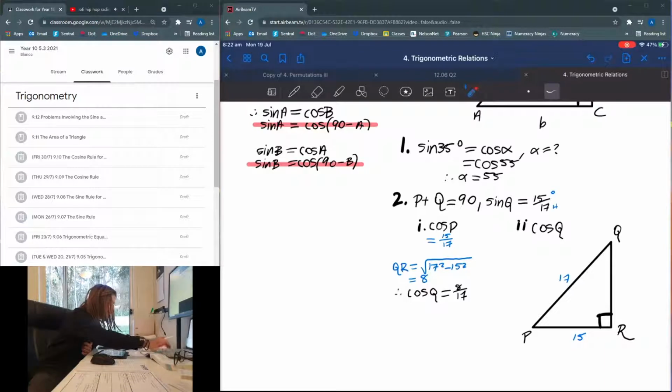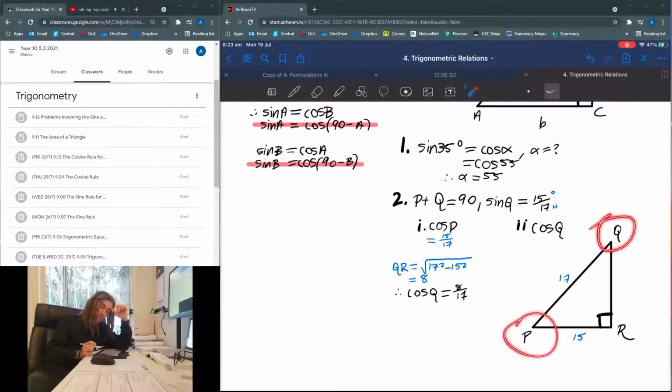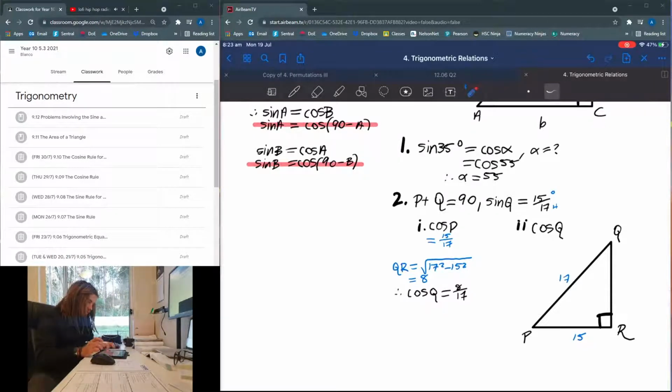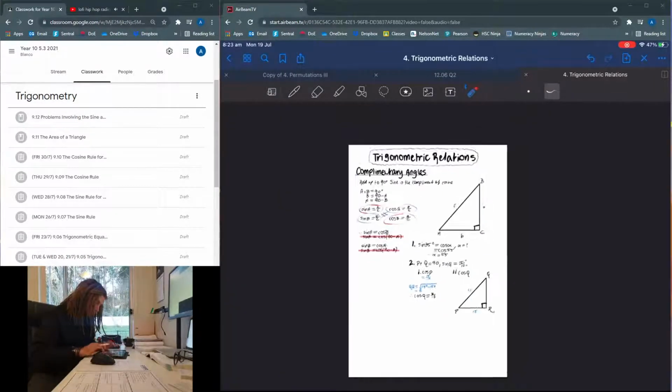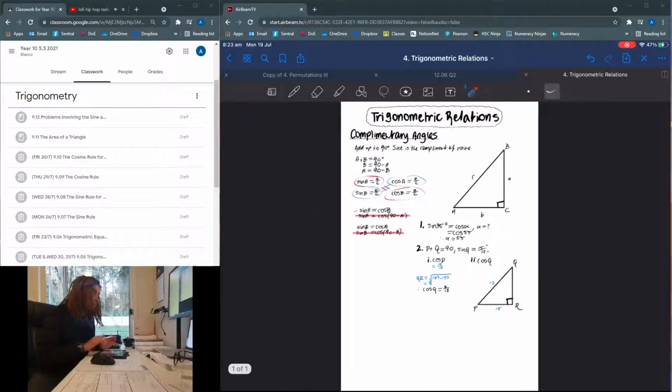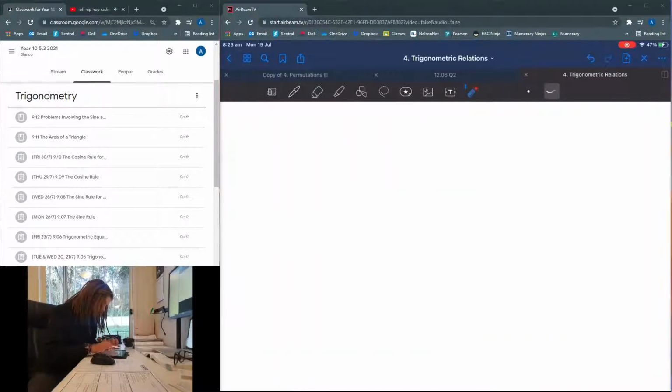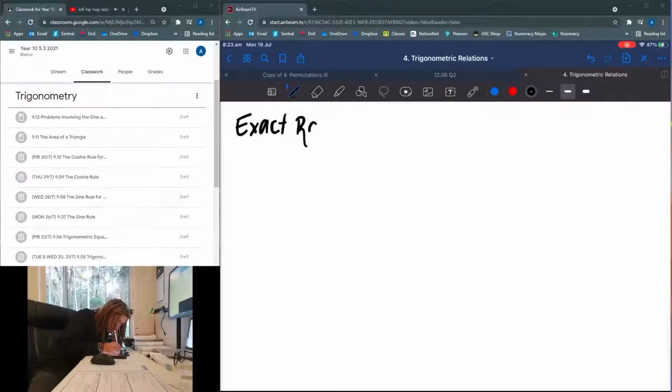Okay, let's keep going. So that's the first thing. Complementary angles: I should be able to tell that sine and cosine are the same if it's the different angle, or that they're 90 minus each other. Second thing we're going to look at, I'll do a new page, is something called the exact ratios.